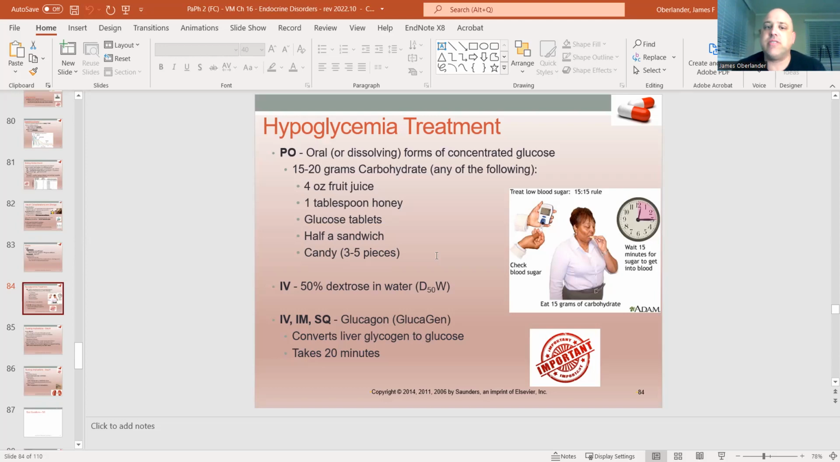And you're going to see questions like somebody takes a piece of candy. Well, that's not enough because you need 3 to 5 pieces to count as one dose. You literally take a handful of Halloween candy, shove it in your mouth, chew it up, swallow it. That's 15 grams. Boom, done. Okay. So very important, because if you give them just a little bit, like a sip, oh, and here's some crackers, they're going to keep crashing. You're not giving them enough. So very, very important there.